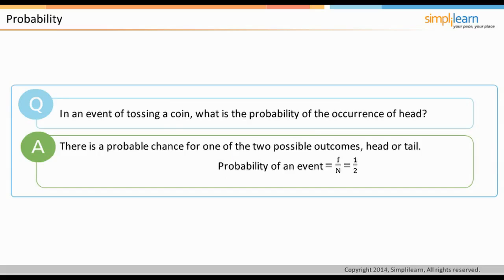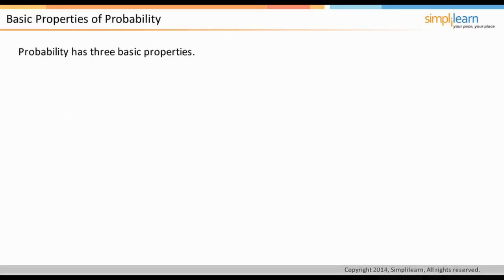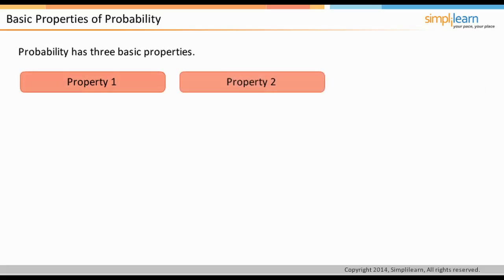In the event of tossing a coin, what is the probability of the occurrence of heads? A single trial of tossing a coin has 2 outcomes, heads and tails. Hence, the probability of heads occurring is 1 divided by 2, the total number of outcomes. Let us look at some basic properties of probability in this screen. There are 3 basic properties of probability. Click each property to know more.